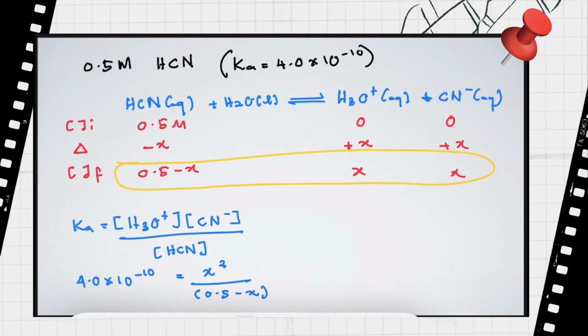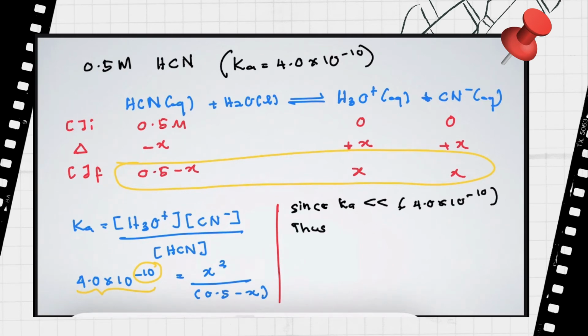Alright, so now let's look at our Ka value. The value is very small because it is negative 10. Because of that, we can write a statement. Since the Ka value is very small, which is 4.0 times 10 to the power of negative 10, we can conclude, or assume, that 0.5 minus x is approximately 0.5.